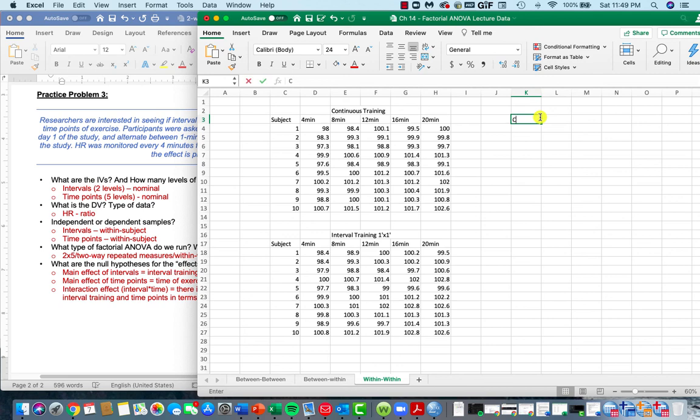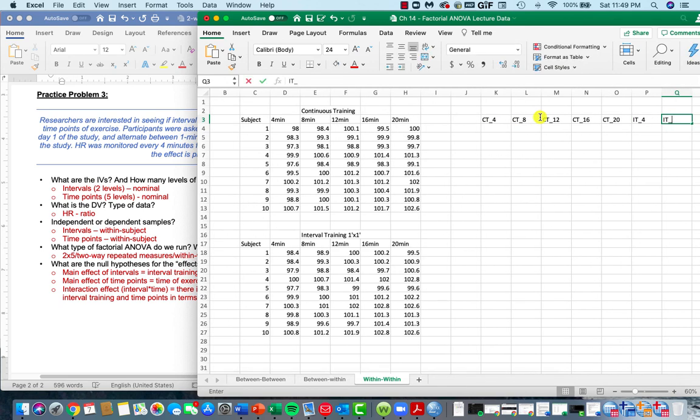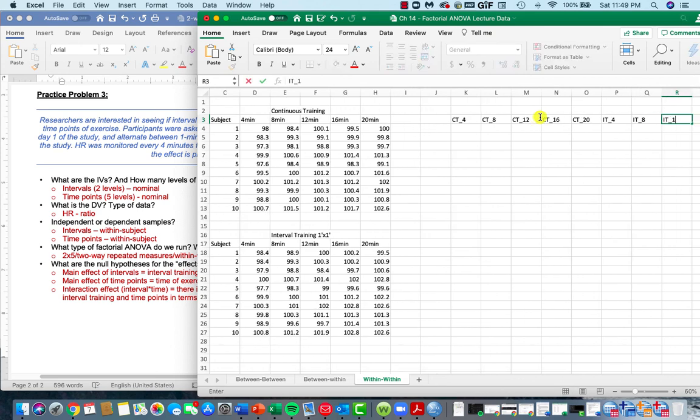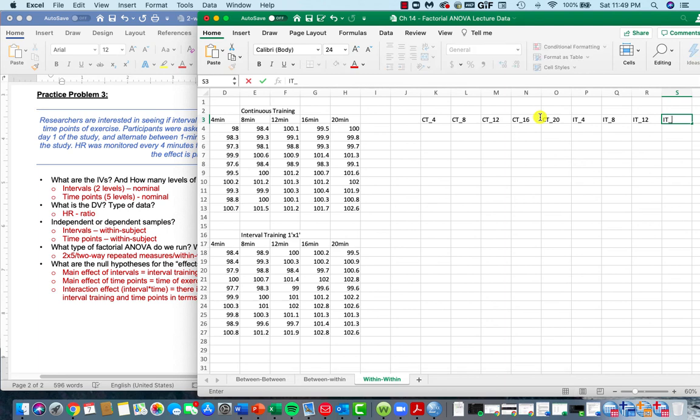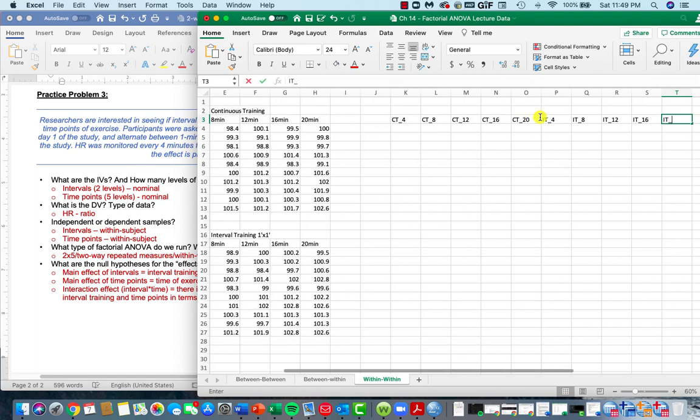So I'm going to label continuous training as CT. We'll have CT 4 minutes, CT 8 minutes, CT 12 minutes, CT 16, and CT 20. We then continue on and do our interval training. So I'll put IT 4 minutes, IT 8 minutes, IT 12 minutes, IT 16, and IT 20. So that indicates, again, 5 time points per type of training.